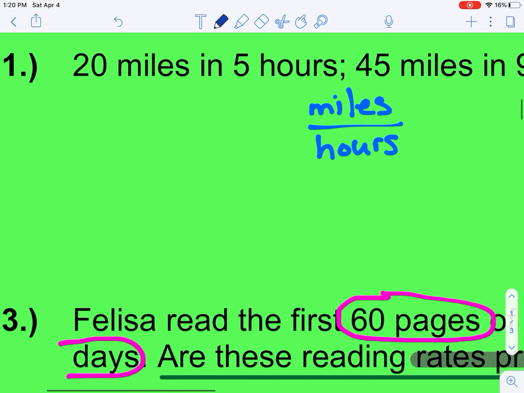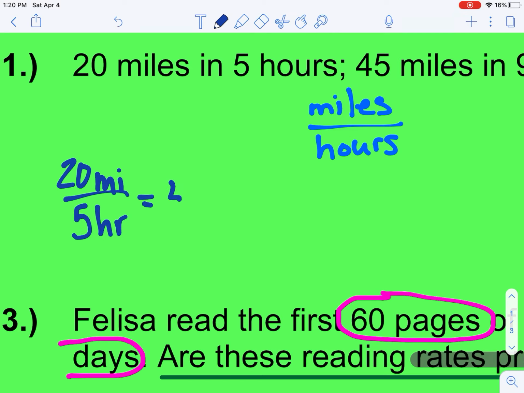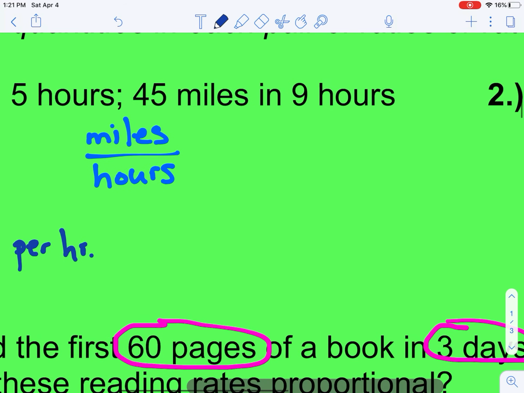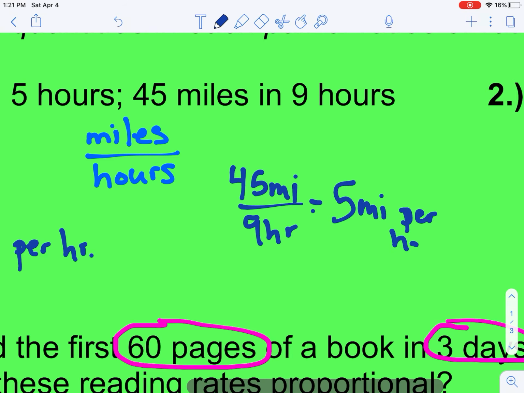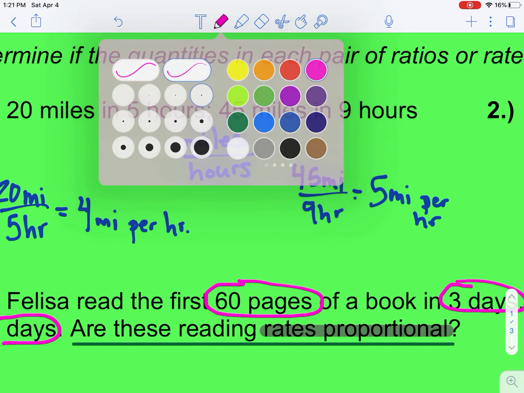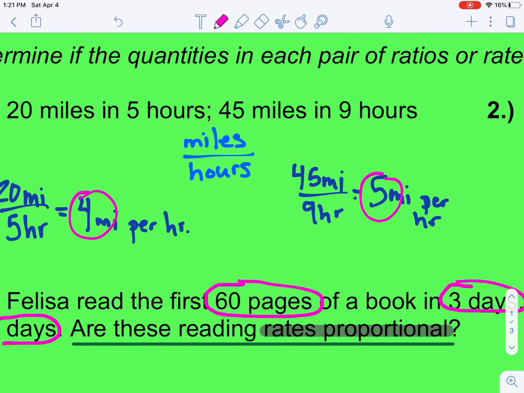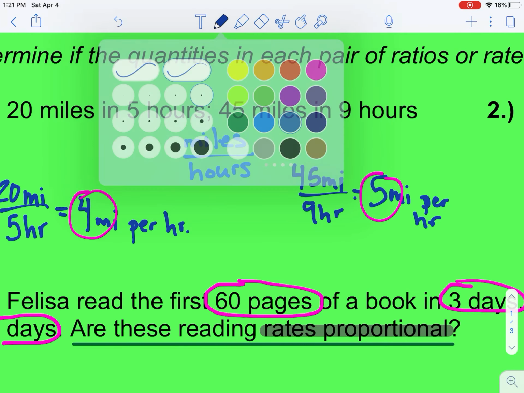So my first one, I have 20 miles in 5 hours. And if I do 20 divided by 5, I get 4 miles per hour. My second one, I have 45 miles in 9 hours. So if I change that into a unit rate by doing 45 divided by 9, I get 5 miles per hour. So I'm comparing 4 miles per hour to 5 miles per hour. So these are not proportional.